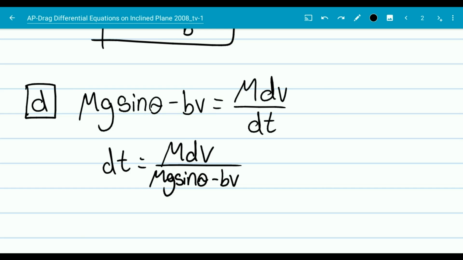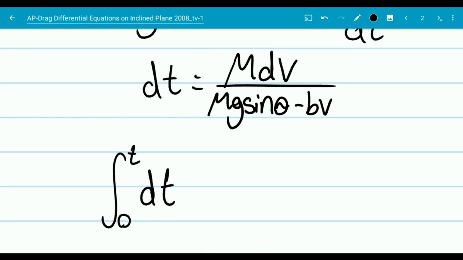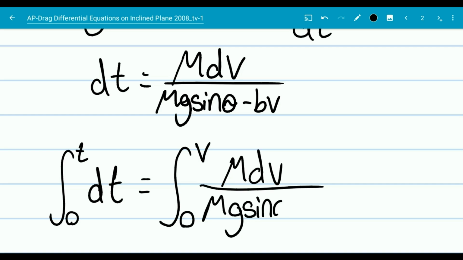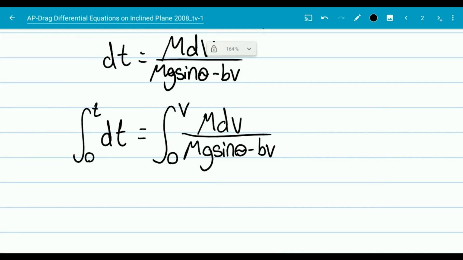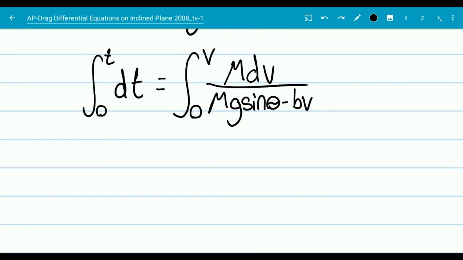And so now that we have this equation, we're going to want to integrate both sides of it. With dt, we're going to integrate from 0 to t, and on the right, we're going to integrate from 0 to v, the same thing, m dv over mg sine of theta minus bv. And one thing that you'll notice, if you know calculus, is that this bottom part we cannot simply integrate. We have v here, which is the variable that we are integrating with respect to. We cannot simply do that. We need to use u-substitution.